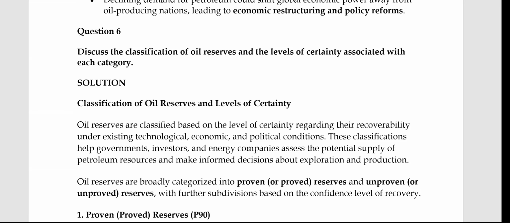Please, I've shared the 2025 sittings question with you. Okay, I think about a couple of you guys have shared it. Thank you. Now, discuss the classification of oil reserves and the level of certainty associated with each category.